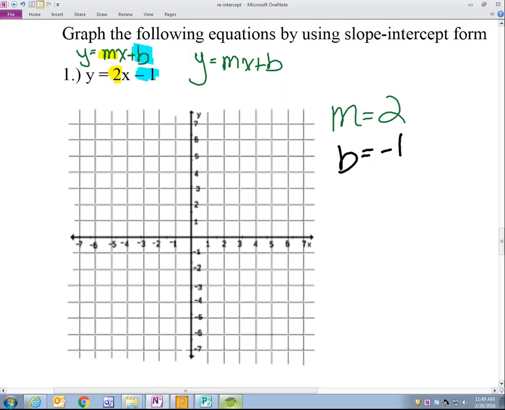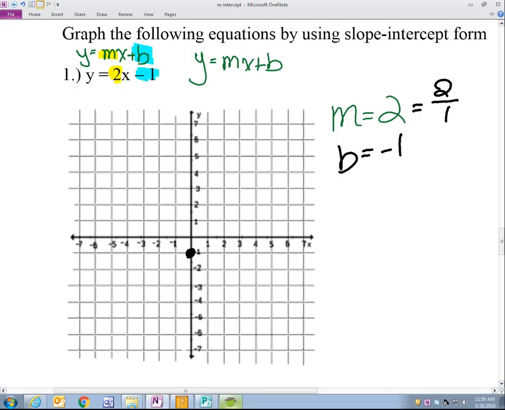All right. We have b is negative 1. That's where my y-intercept is. So I go on my y-intercept, and I do negative 1. My slope, if you remember, is rise over run. If I were to put that into an improper fraction, that would be 2 over 1.